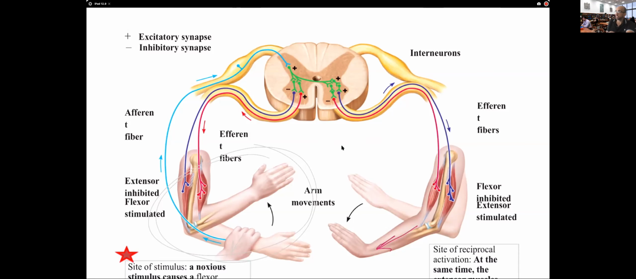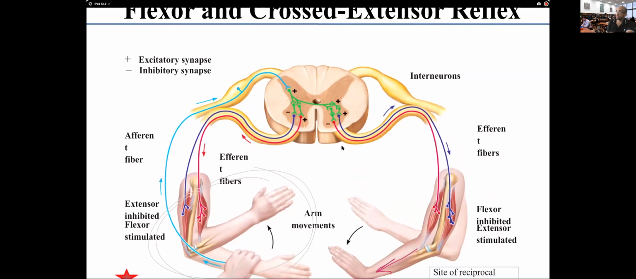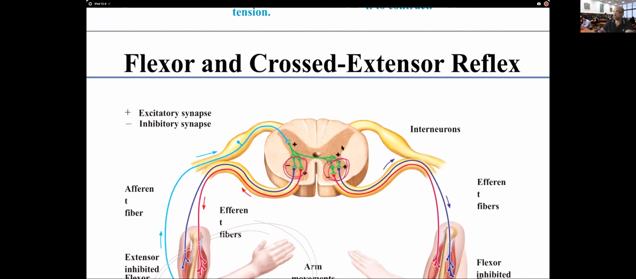All right, so we call this again a flexor crossed extension. This stimulus is not going to be integrated with only two, it's going to be integrated with 4 motor neurons, 2 on the same side and 2 on the opposing side. All right, so again, we call this a flexor crossed extensor reflex. Questions?